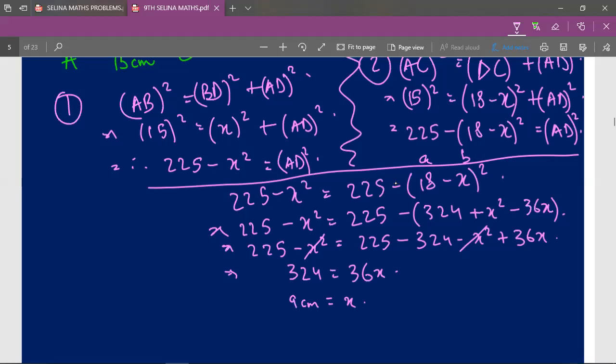Because once minus x square goes to the RHS and becomes plus x square, so plus x square minus x square is equal to 0. Same happens when minus x square goes to the LHS, and the same phenomenon happens. So it becomes 0. So both of these values cancel each other.